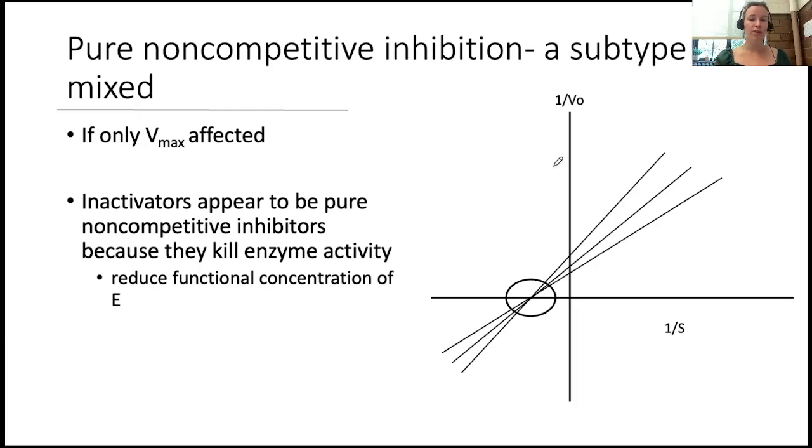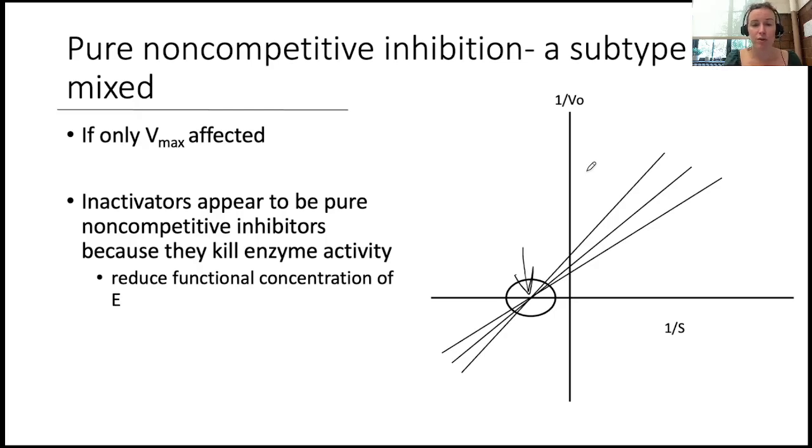The last thing I'll mention before letting everyone go is a subtype of mixed inhibition that is like inactivation. So remember, inactivation of an enzyme is when we kind of injure or kill the enzyme's activity. Inactivators from their plot look to be what's called a pure non-competitive inhibitor. So you can see what's happening in this graph is we have an intersection on the x-intercept. So we have no change in Km, but the Vmax is getting worse and worse.